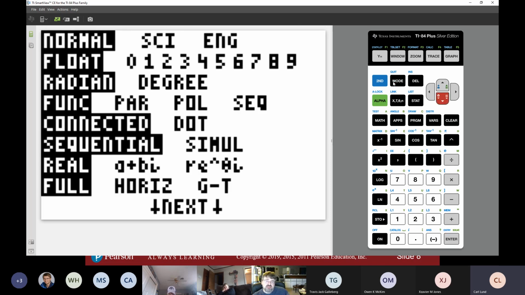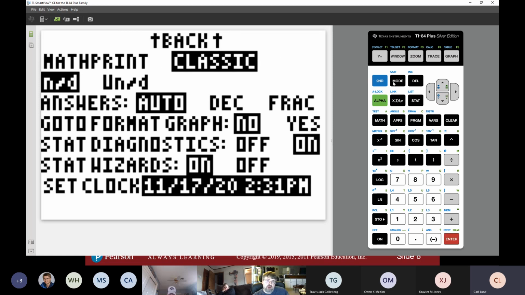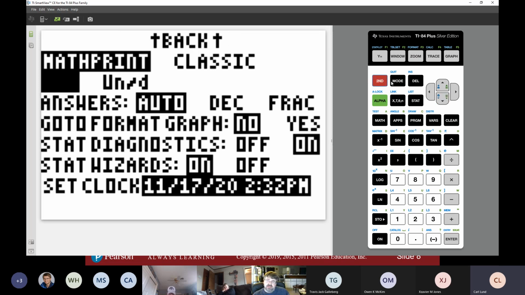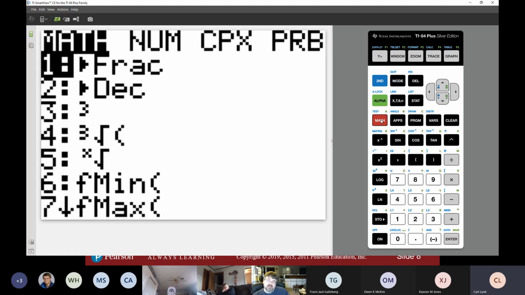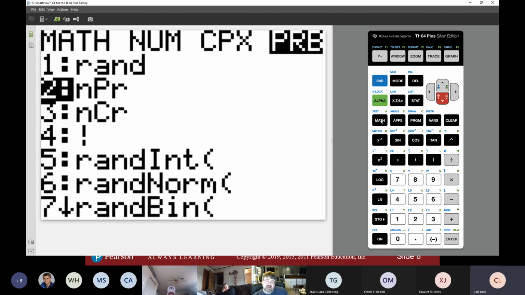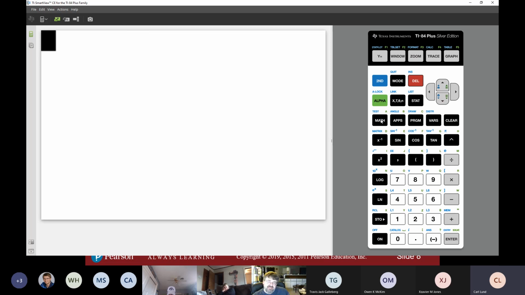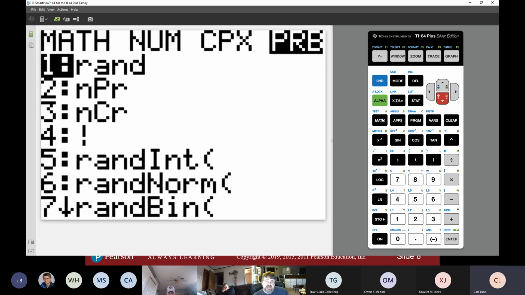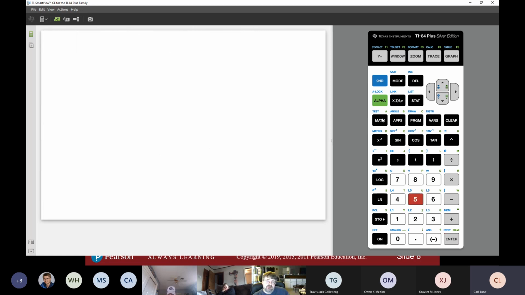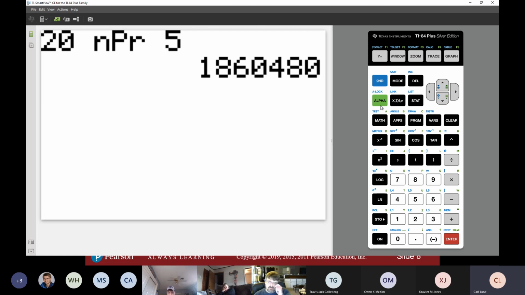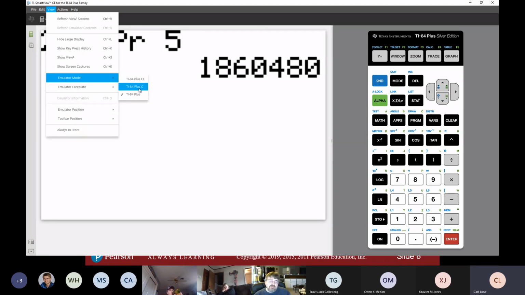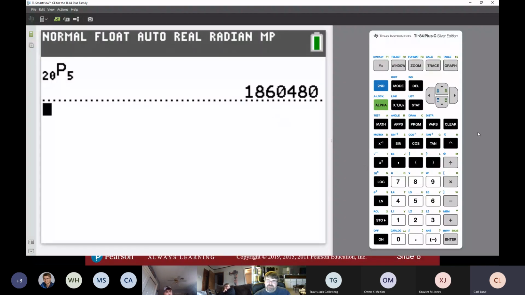On some older models, you can turn math print on. You do that from the mode menu. That might help a little bit. Let's see if I can, nope. I still have to do it that way. So 20, number N first, then PRB, option 2, and then your R. So I much prefer the model with a little better resolution. Easier on my eyes.